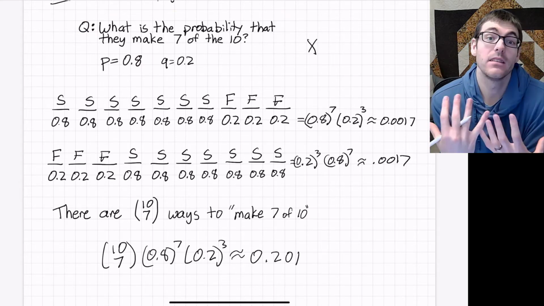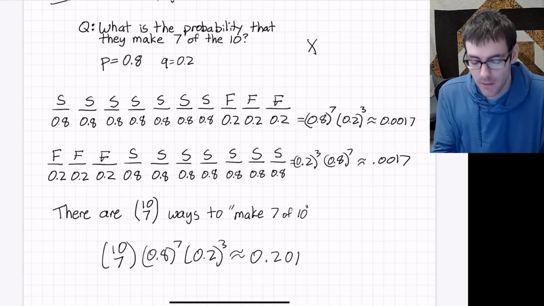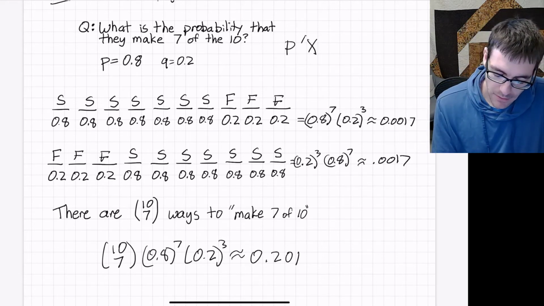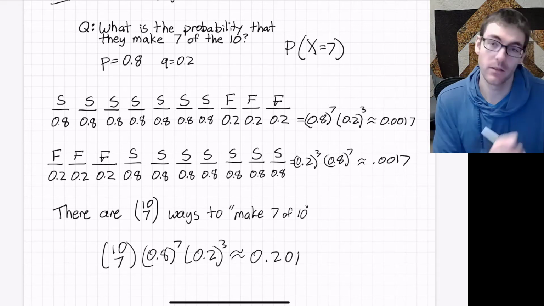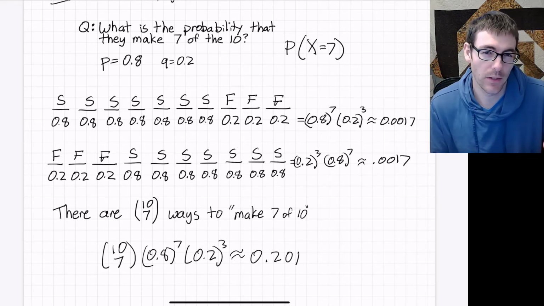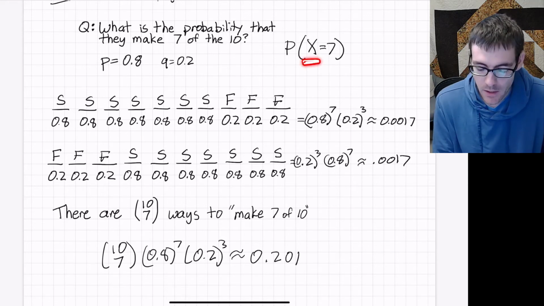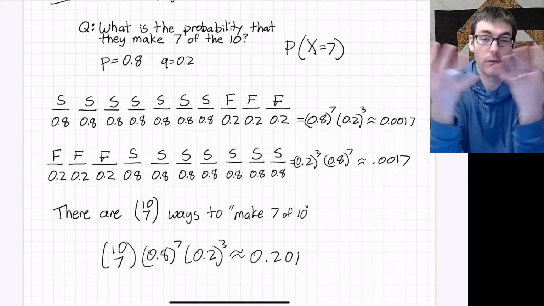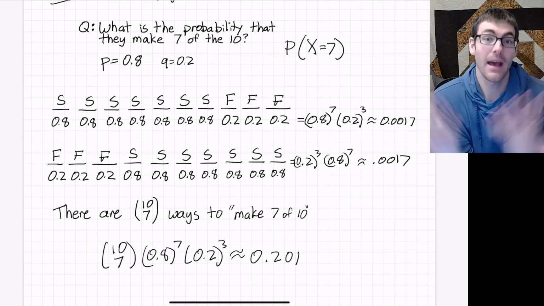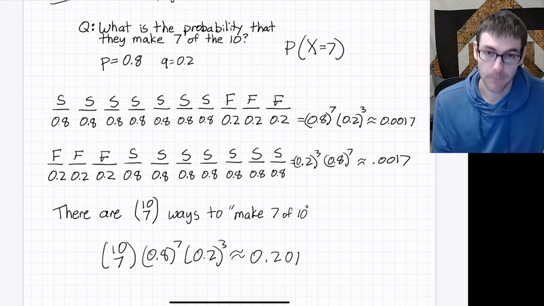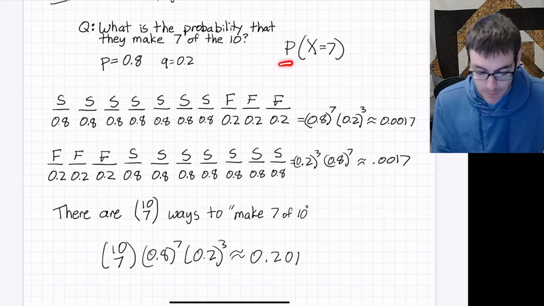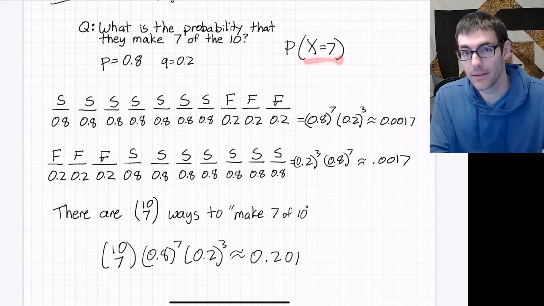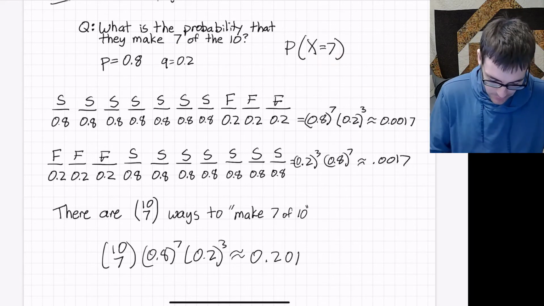So if x is the number of shots that they make, then what I'm after is the probability that the number of made shots equals 7. So this is the notation we'll use for this. We're going to use a capital X to represent whatever the random number is, or the count of the number of successes. And if we're after something like the probability of 7 successes, we write P of x equaling 7. So our answer down here is the probability that x equals 7.